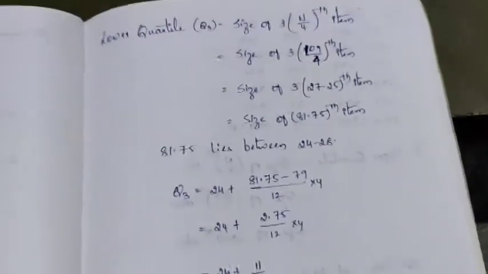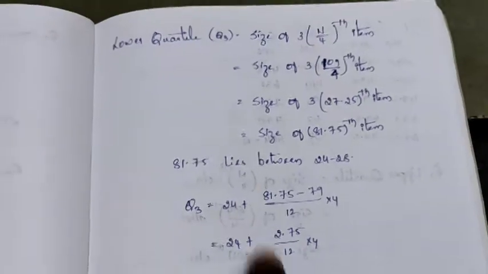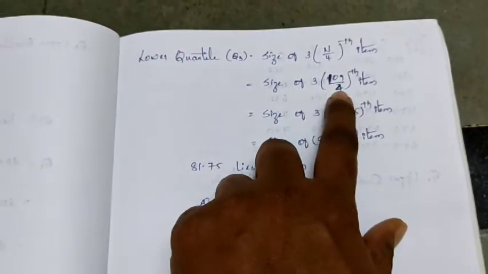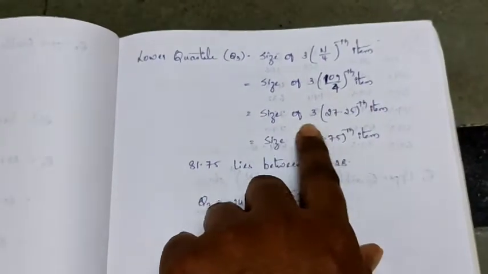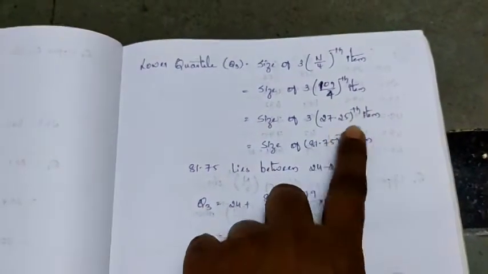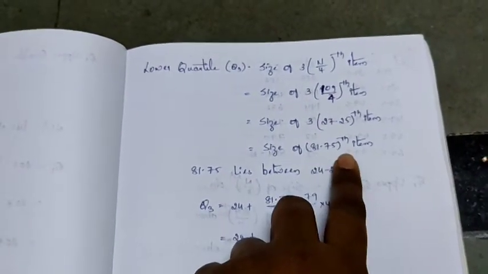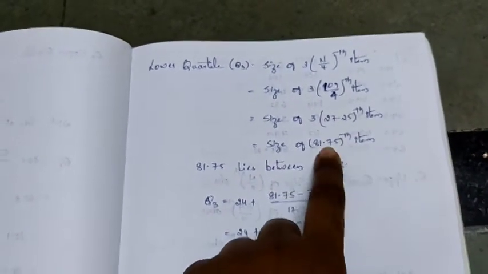Next what we have to do? We have to find the Q3. So Q3, size of 3 into n by 4th item. So size of 3 into 109 divided by 4th item. So size of 3 into 27.25. So into 3 you have to do. After doing into 3, how much we got here? 81.75 we got.